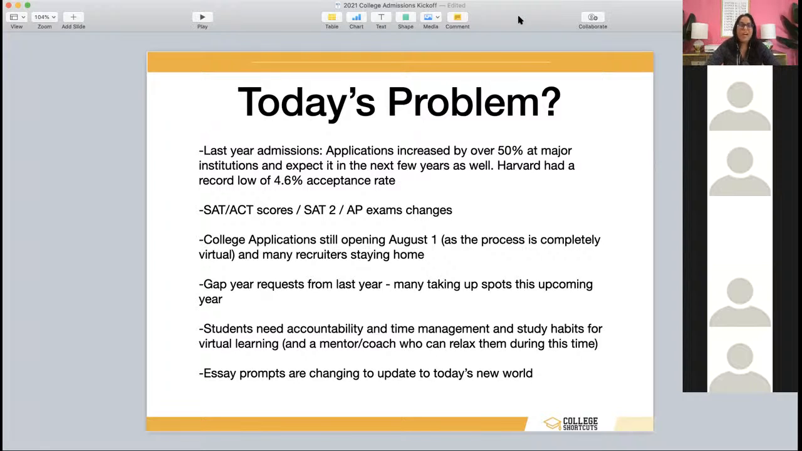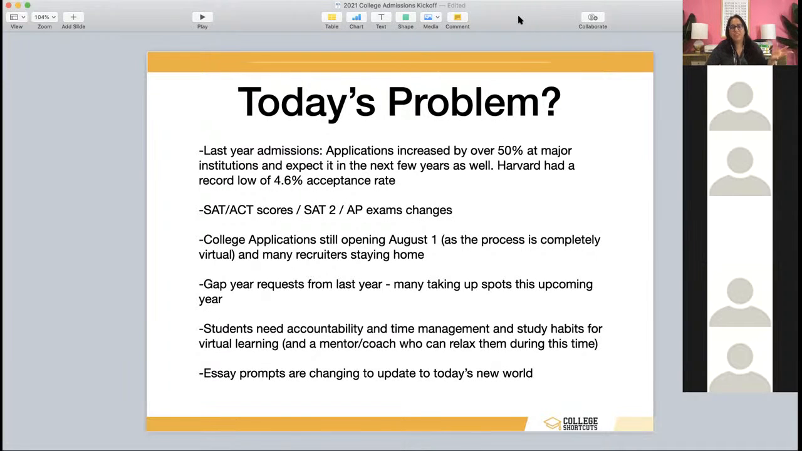Big thing too, lots of students require deferrals. They ask for gap year requests. That means that spots for this upcoming year are taken. So keep that in mind. More spots are taken, competition is getting higher, applications are increasing. So there's a lot of things to be looking at, all the little factors.